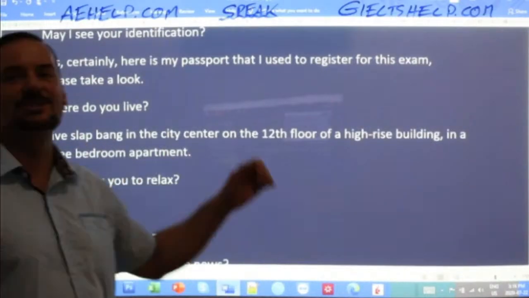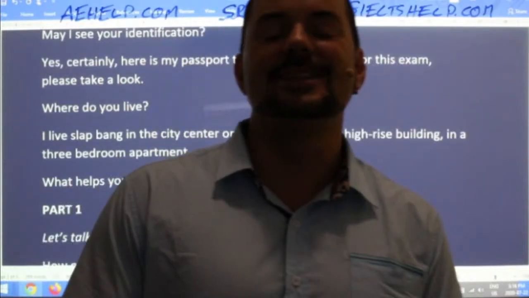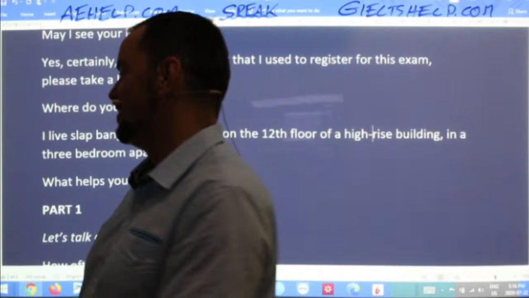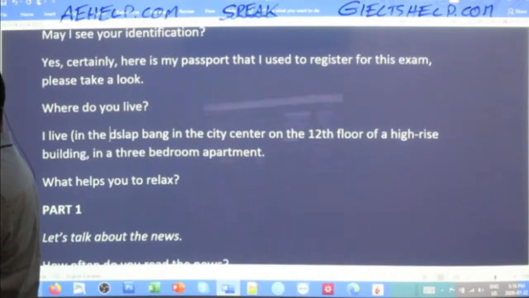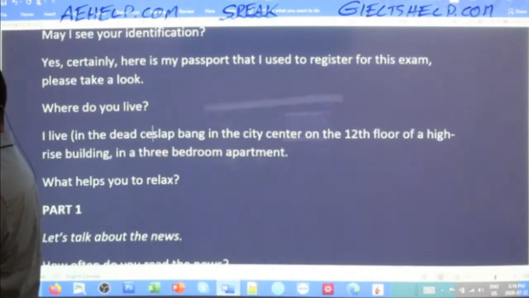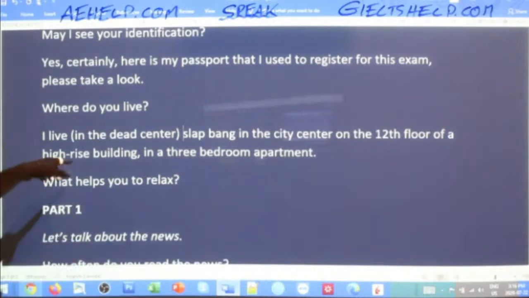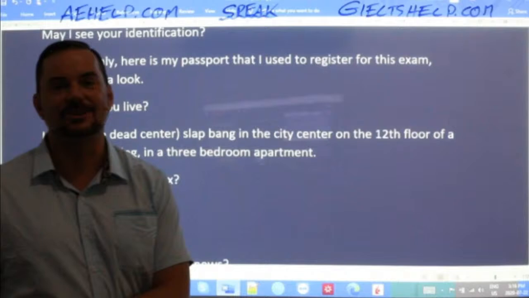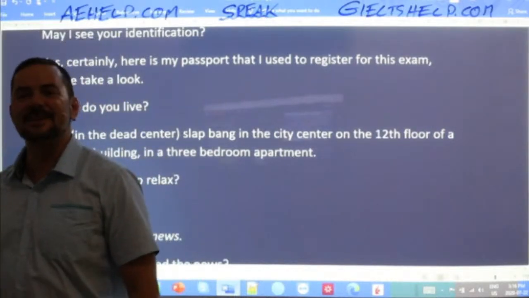Slap bang is good. So that expression, it's natural slang. It's okay to use that in the speaking section. Slap bang means right in the dead center. That would be another way to express that as well. So I live in the dead center. I know that might sound weird, but it's actually normal, natural English. So I live in the dead center of the city, or I live slap bang in the city center. Okay, that means right in the center of the city. Thanks for sharing that. All right.